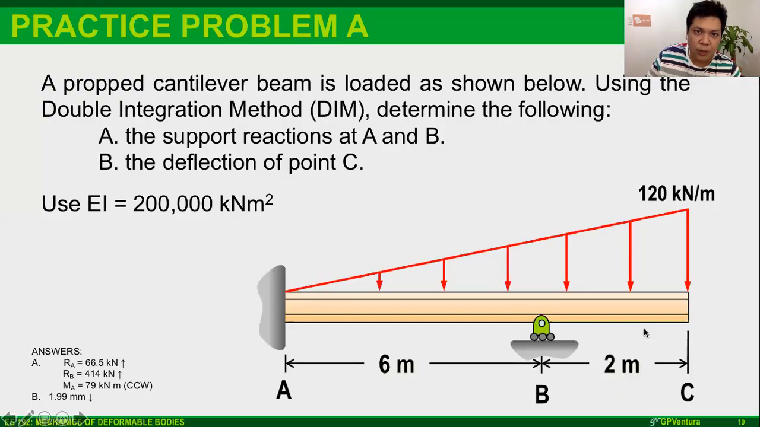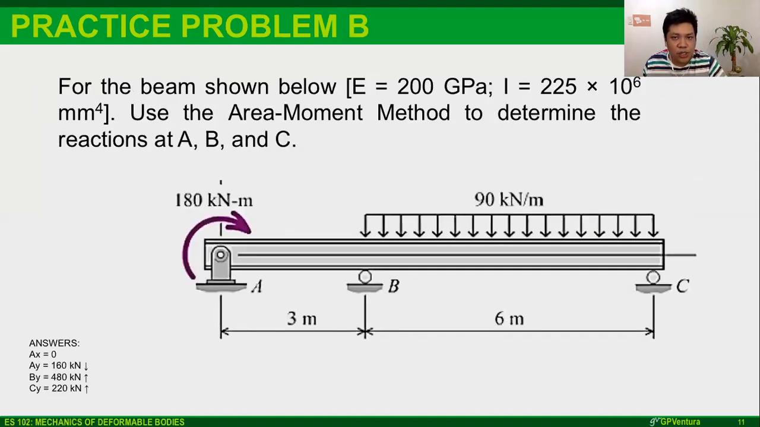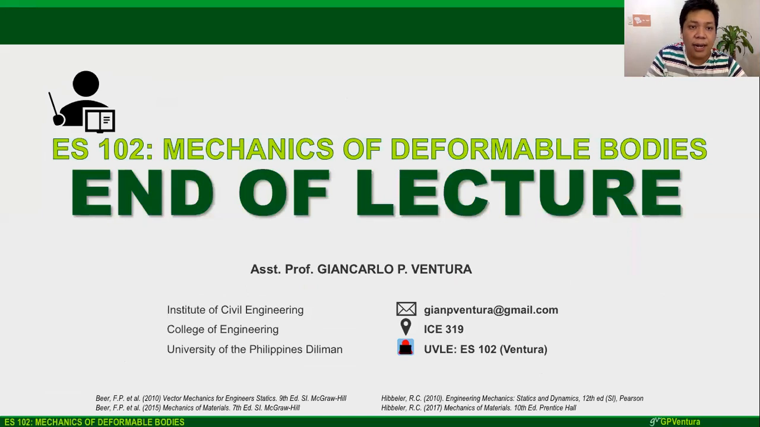So that's our second problem that we have talked about for double integration method for statically indeterminate members. I have another example here using the area moment method. So please practice solving double integration method for statically indeterminate beams at home. I hope you have learned a lot from this lecture. So that ends our beam deflection lecture series for the double integration method.